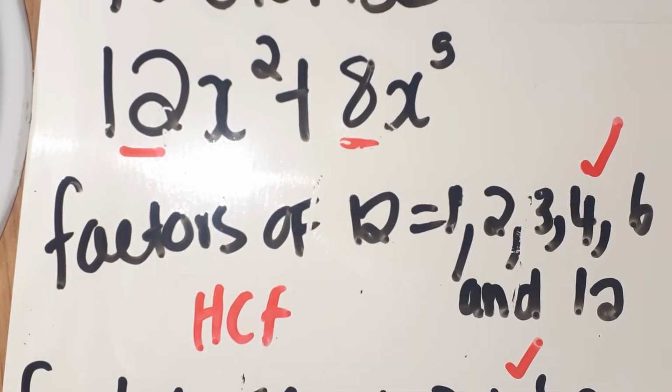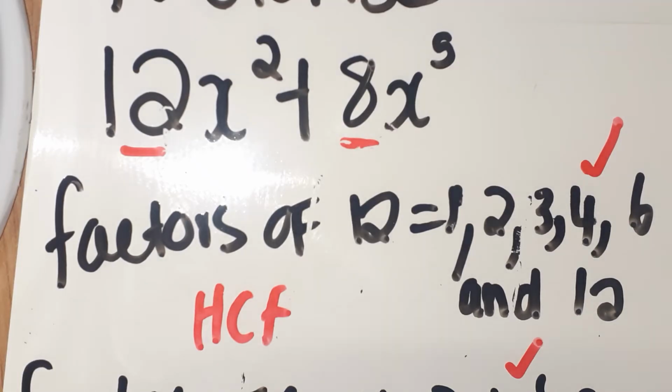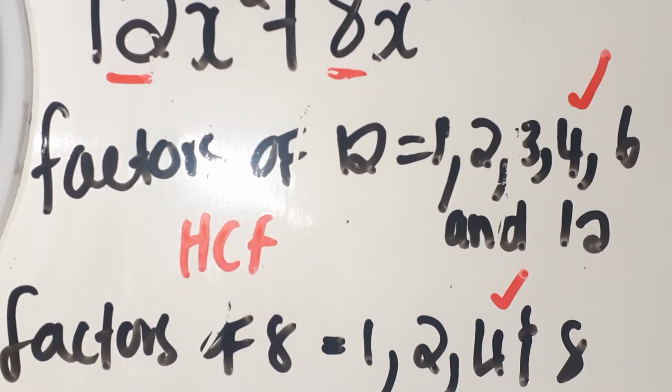So I'm saying here that we are factorizing. So we have here 12 and 8. What we have to do is to find the factors of 12 and the factors of 8, and we're going to take the highest common factor.